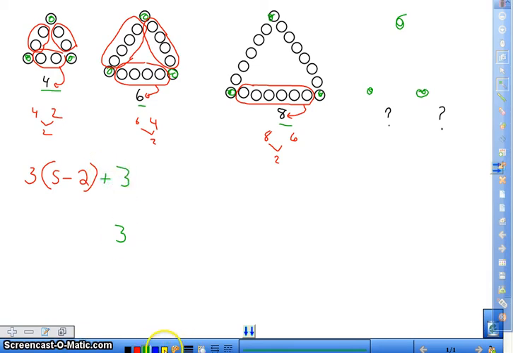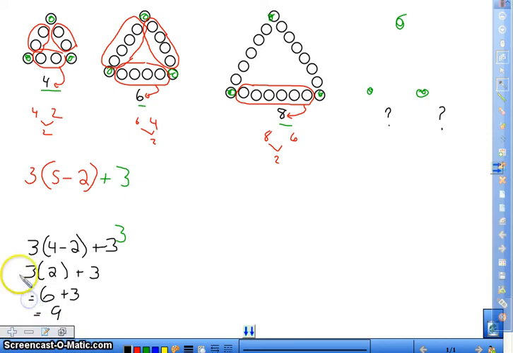So let's see if this works. If I take this first example, and my side length is 4, I have 4 minus 2 plus 3. We do our inside brackets first. 4 minus 2 is 2, times 3 is 6, plus 3 is 9. Well, were there 9 dots? There's 1, 2, 3, 4, 5, 6, 7, 8, 9.